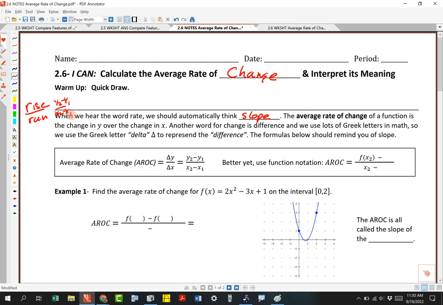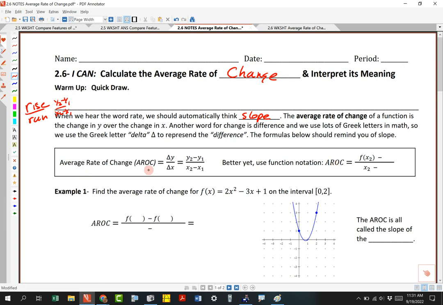So another word for difference, so when we say difference in y's over the difference in x's, okay, is we use a lot of Greek letters in math. So the Greek letter that we use for difference is the Greek letter delta. It looks like this. It looks like a triangle. Okay? So the formulas that we use below, some of these, they should just remind you of a slope formula.